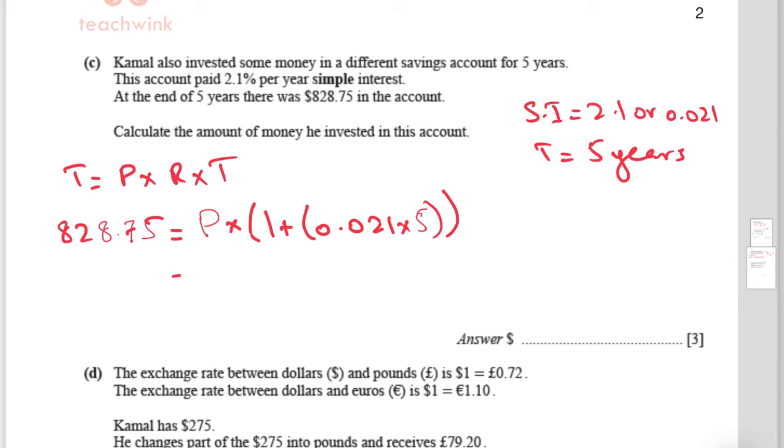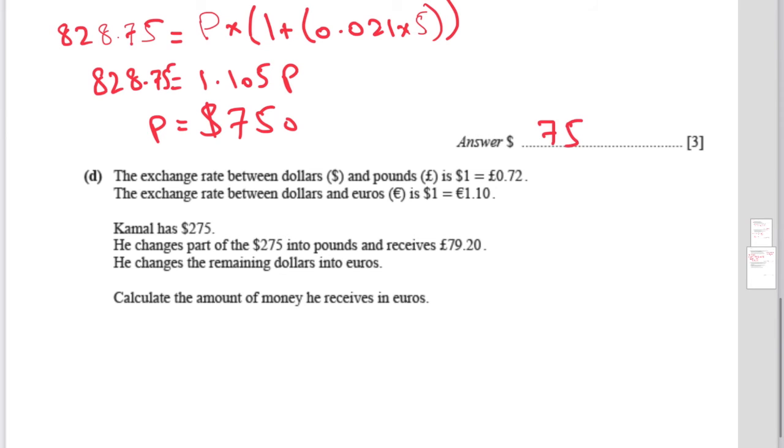So when we do this, we get 828.75, and on the other side we get 0.021 times 5 plus 1, so we get 1.105p. So in order to calculate p, you divide 828.75 by 1.105, which gives us $750. So this is the amount he invested initially. Okay, let's move on to the last part.